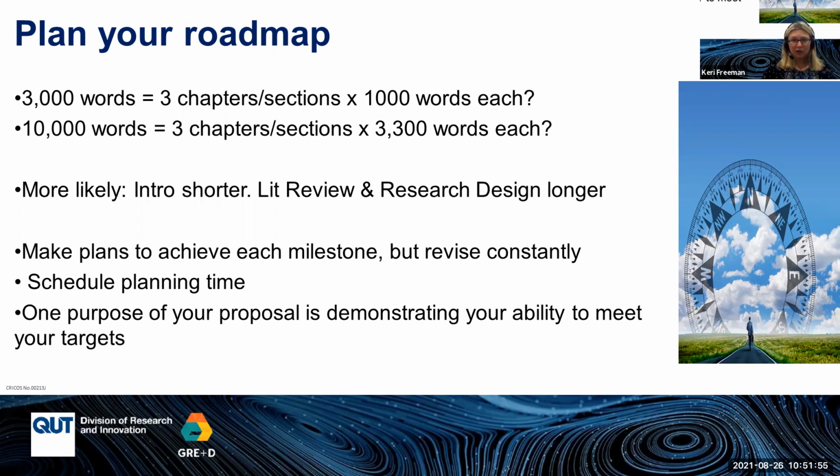But most likely you are going to have 3 main parts to your research proposal: an introduction, a lit review, and the research design or research methods. Now, the introduction is likely to be the shortest section. The lit review potentially might be the longest one, but perhaps the lit review and research design, because they're both so important, maybe they're going to be around the same length.